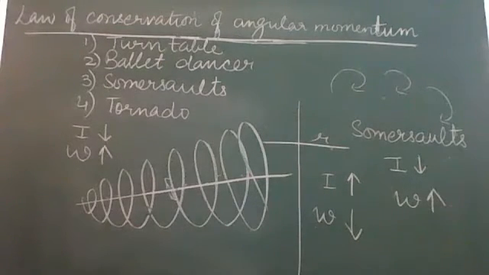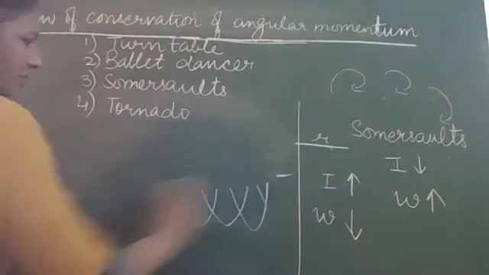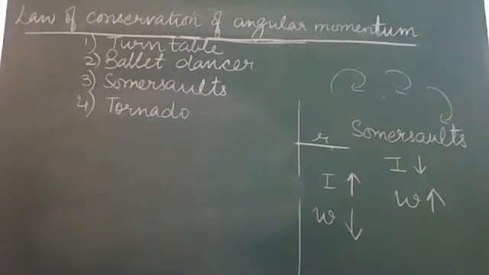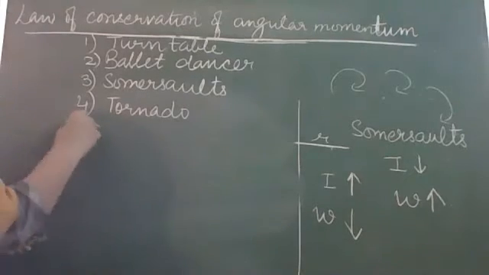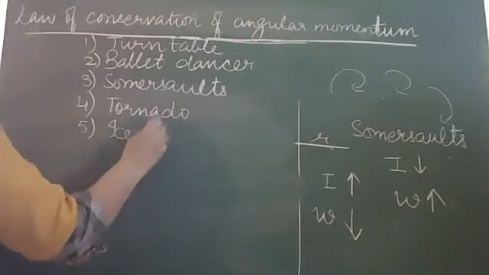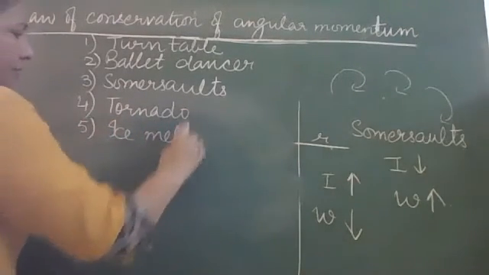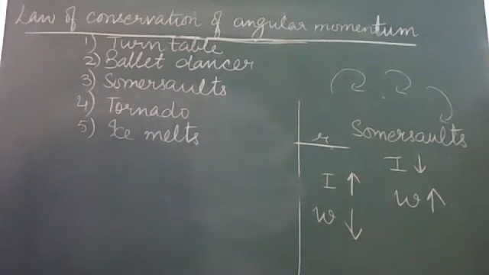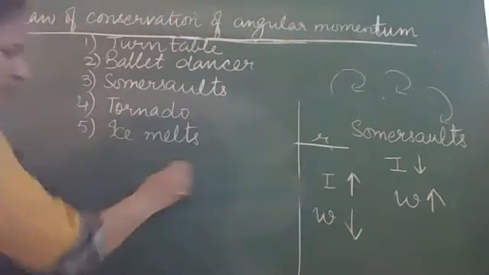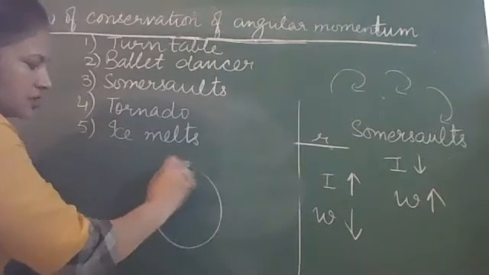Next example. What will happen to the duration of the day on Earth if the ice on its polar caps melts? If the ice on the polar caps of Earth melts, what will happen to the duration of the day? So how can we explain that? Ice is accumulated near the poles, right?